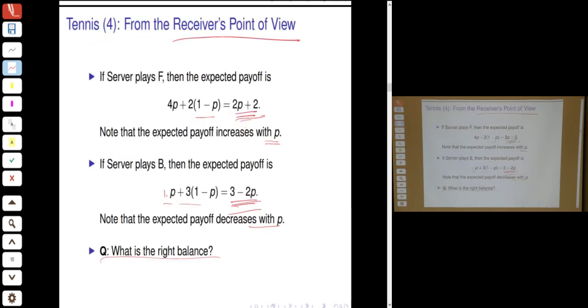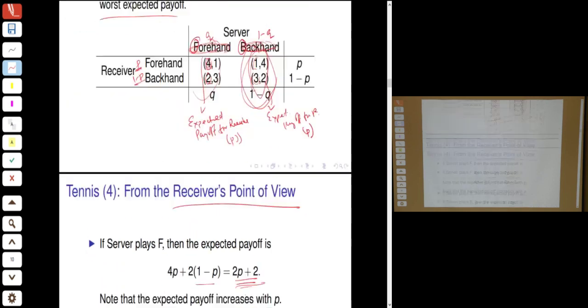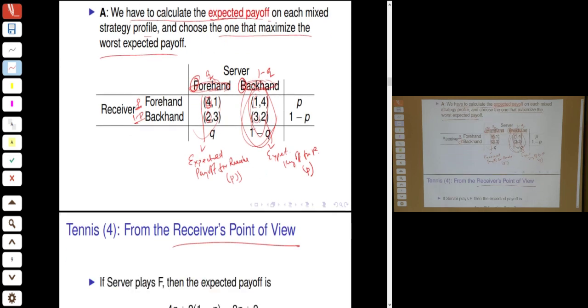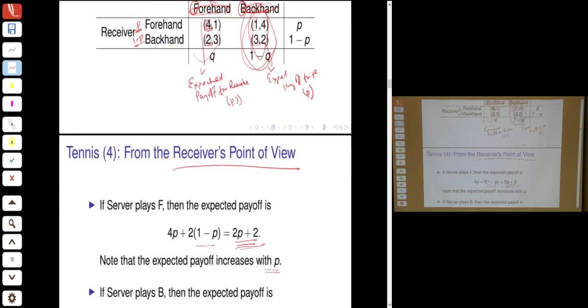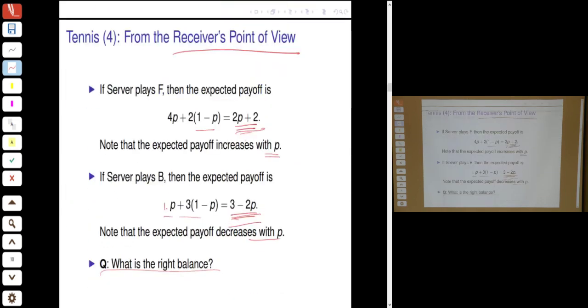Okay. So, let us get back to the question of finding the right balance. Before the break, we discussed the game of tennis and we were analyzing the game from the point of view of the receiver. We noticed that if the server chooses to play forehand, then the expected payoff is 2p plus 2 for the receiver. If the server plays backhand, then the expected payoff for the receiver is 3 minus 2p. One of these expressions is increasing in p, and therefore it would be good to have a large choice of p, whereas the other expression is decreasing in p.